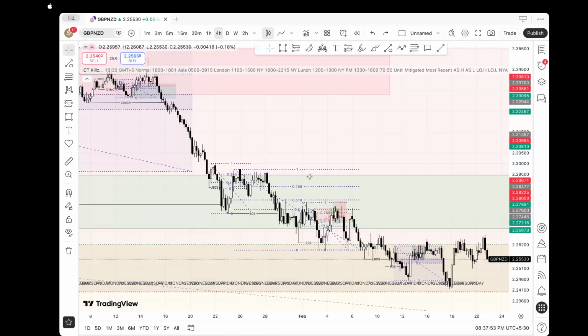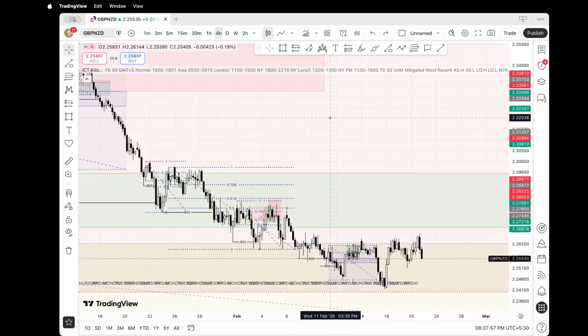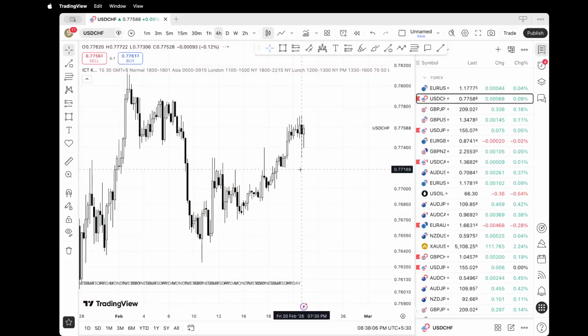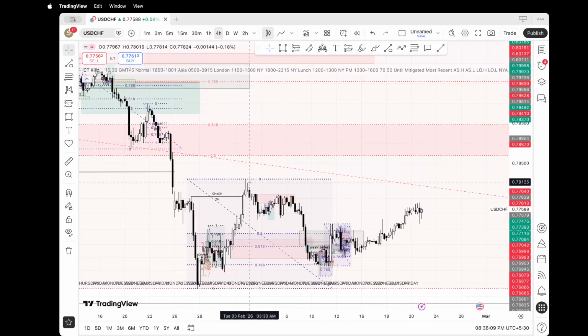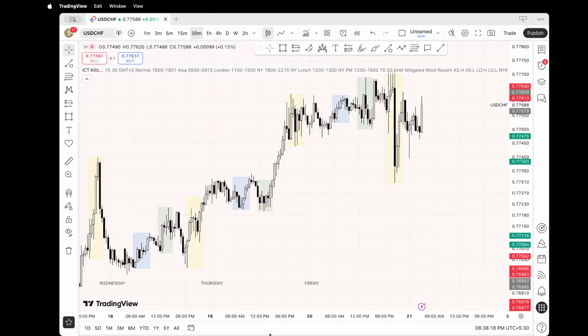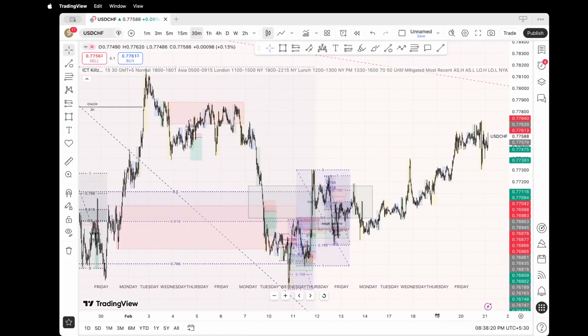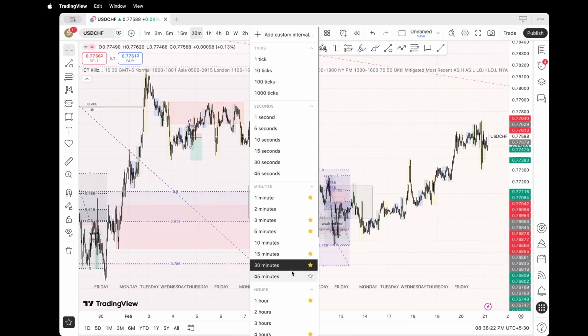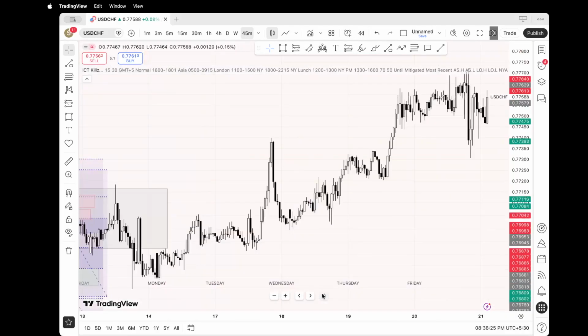I saw it. USD CHF 4th of February here. Okay, so we did a sell trade. It was okay. This is GBP NZD, USD CHF, 4th of February. Okay, somewhere here again. That 45-minute order block trade, we analyzed it a moment ago.